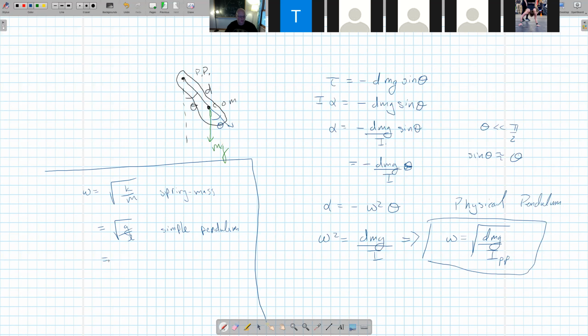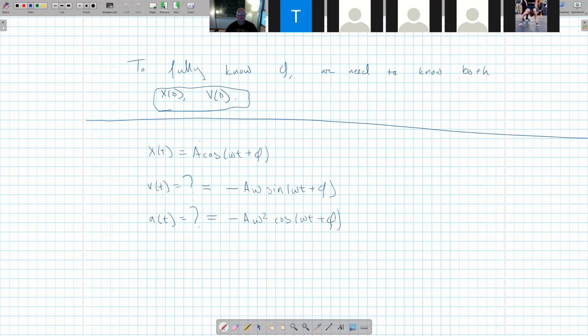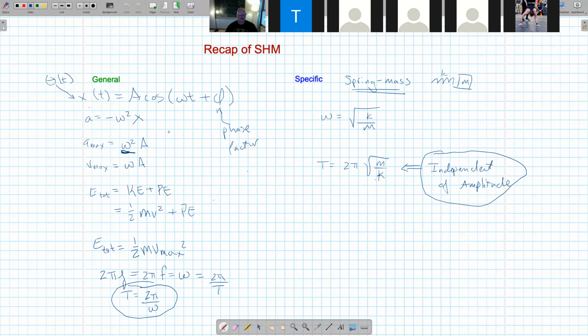And then finally, we have the square root of mgd over the moment of inertia, and this is true for a physical pendulum. So again, the nice thing about all these is, if we go all the way back to where we started today, all of these general expressions are true for all of these different omegas. So the only thing we have to know is what type of physical situation do we have?